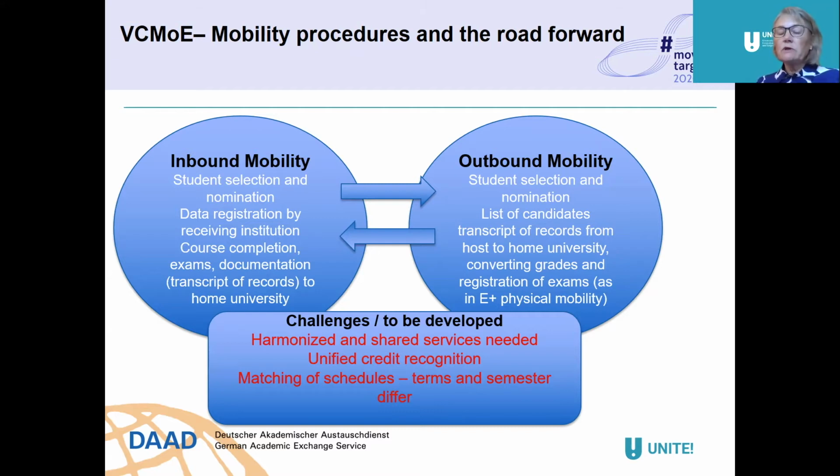First of all, we do need to develop services that are more harmonized, that make these processes smoother. We need unified credit recognition processes. Some of us actually have automatic credit transfer, but some partners do not. So the work needs to be done there too. And one of the biggest challenges, at least personally I think so, is the matching of schedules. Term times and semester times do differ. And for early communication and registering of students, it is important to be able to appreciate these differences and to anticipate them in the planning.